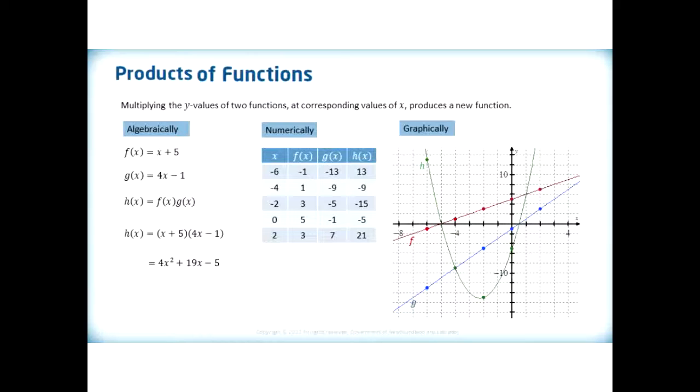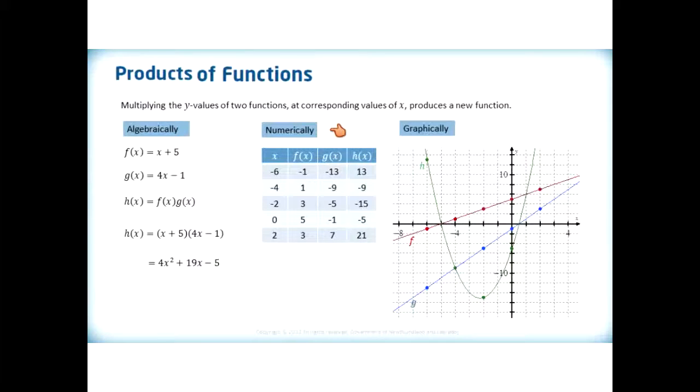So our first example here, we start with two linear functions, f of x equals x plus 5, and g of x equals 4x minus 1, and we're going to create the product function h of x, which is f of x times g of x. And when we do that, we'll get simply h of x will be x plus 5 times 4x minus 1, and sparing you the algebra of a binomial expansion like you did in grade 10, we'll simply have 4x squared plus 19x minus 5. Okay, so that's how we look at that algebraically.